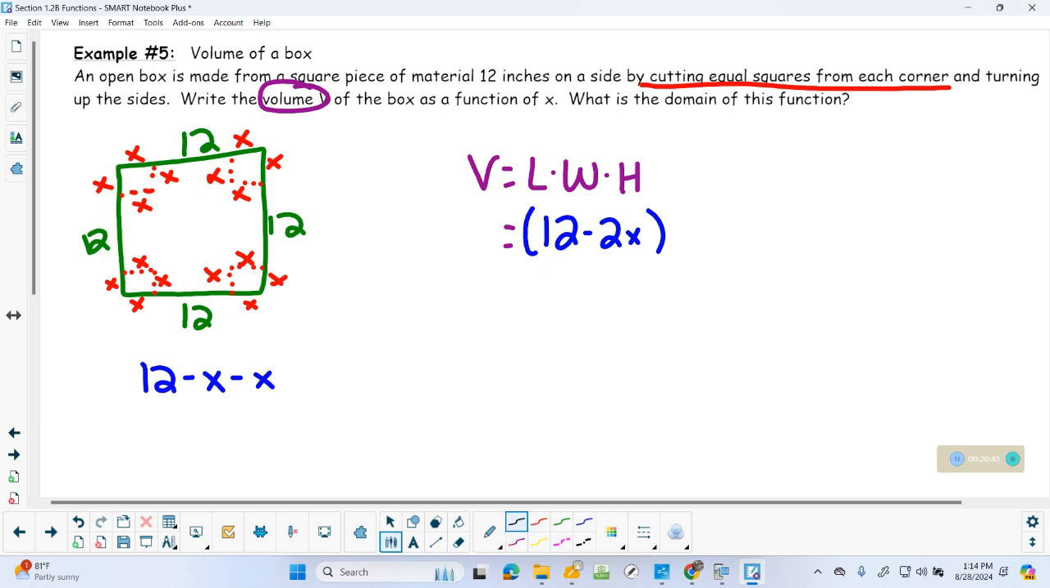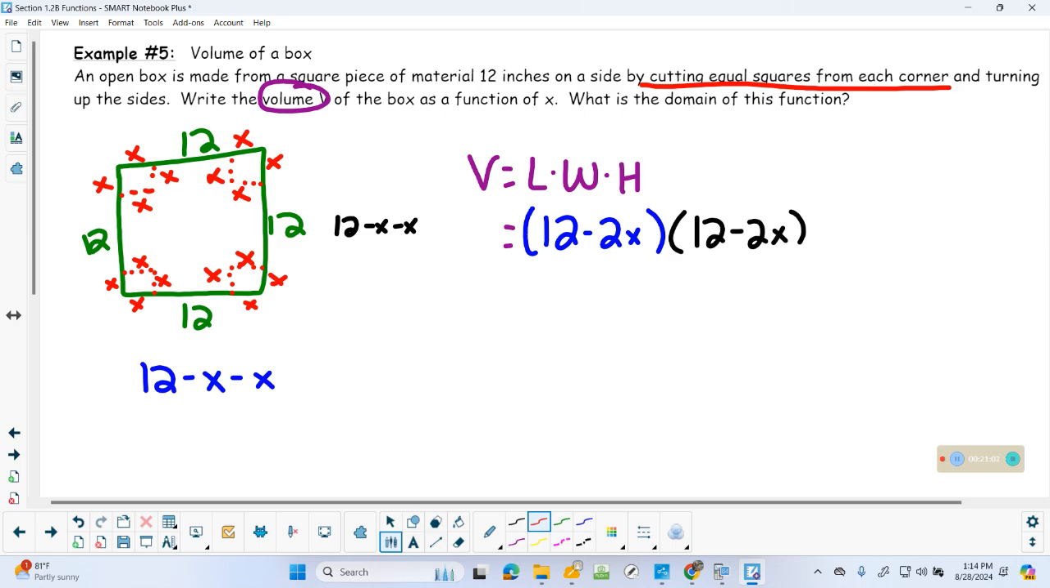Now, width, I think is going to be pretty similar because the width is the same deal here. You got 12. We're going to take off the bottom corner, take off the top corner. 12 minus 2x. It's a square. I'm not at all surprised those are the same.